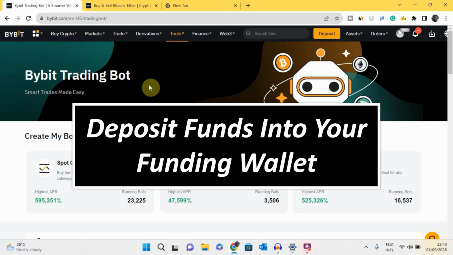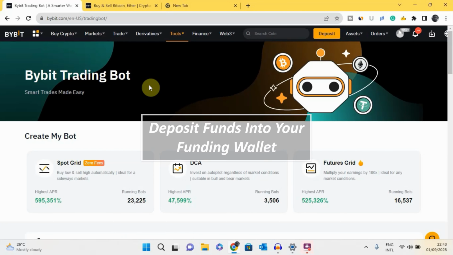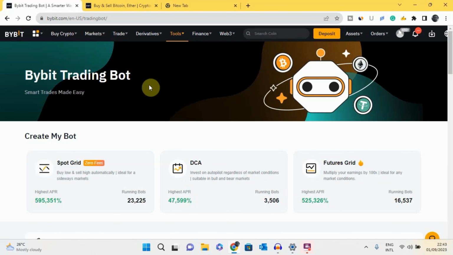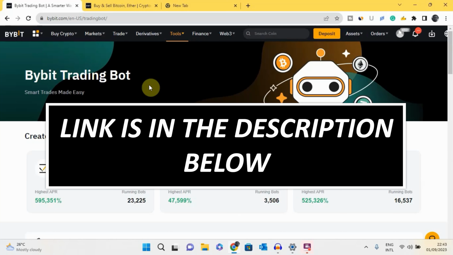Now, before you can use the trading bot on ByBit, the first thing you need to do is to deposit funds into your funding wallet. I already have a video on how to deposit funds into your funding wallet via P2P on the ByBit app, so I'll be dropping the link to that video in the description below, in case you don't know how to do it.